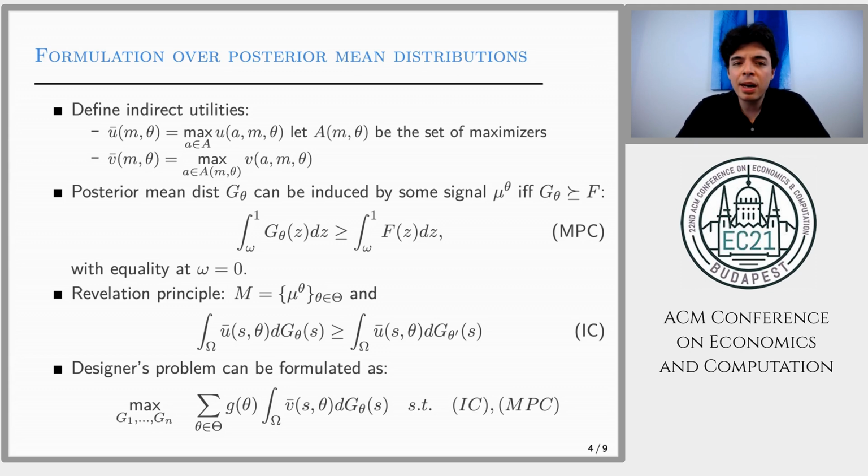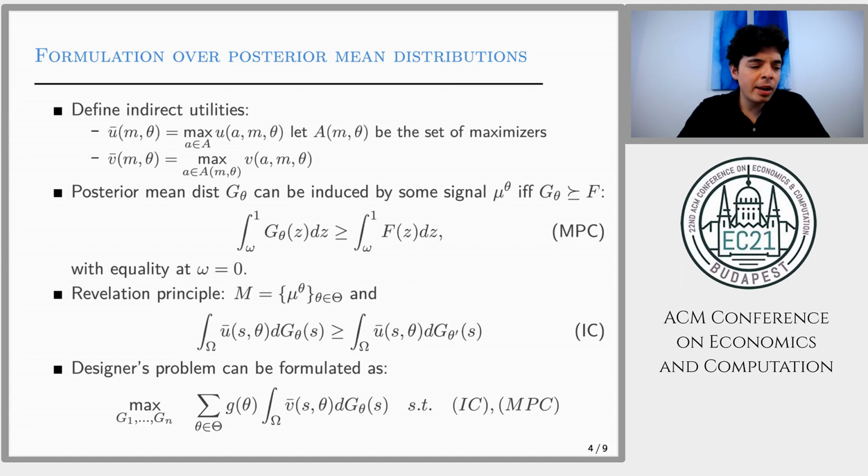Specifically, suppose that the receiver observes a signal realization that induces a posterior mean of m. It's easy to figure out which action the receiver will take and the payoff she can obtain when she chooses the best action. And it also is easy to figure out what payoff this action will yield to the designer. These are my indirect utilities U bar and V bar defined in this slide. These capture the payoffs that the receiver and the designer achieve when the posterior mean is m and the receiver picks the best action for herself.